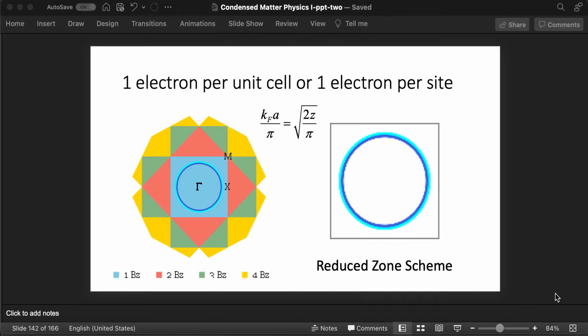Let's now start with 1 electron per unit cell or 1 electron per site. So Z will be 1 in this expression for Kf, and so the radius of the Fermi circle in this case would be small, so that it fits entirely within the first Brillouin zone, and therefore the reduced zone scheme also looks quite trivial.